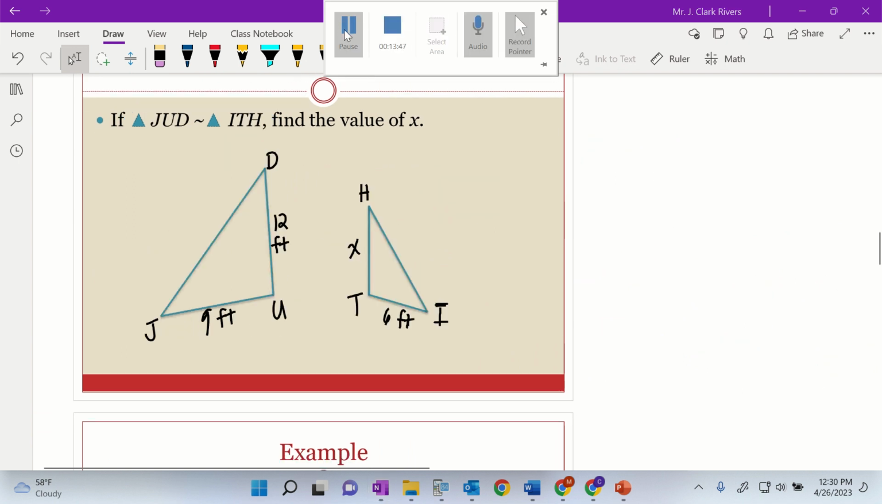Try this next one on your own. Triangle JUD is similar to triangle ITH. Find the value of x. Give that one a shot. Set up a proportion and solve.